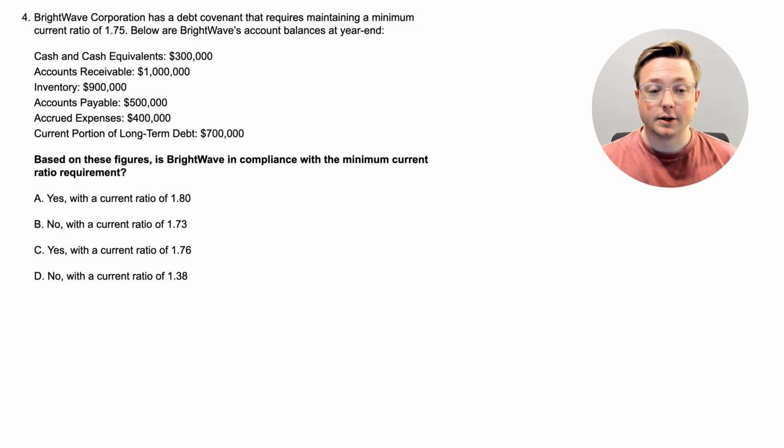All right, here we are at question 4. Based on these figures, is Brightwave in compliance with the minimum current ratio requirement? Okay, let's go up to the top. Brightwave Corporation has a debt covenant that requires maintaining a minimum current ratio of 1.75. Below are Brightwave's account balances at year end: cash and cash equivalents $300,000, accounts receivable $1 million, inventory $900,000, accounts payable $500,000, accrued expenses $400,000, and current portion of long-term debt $700,000.